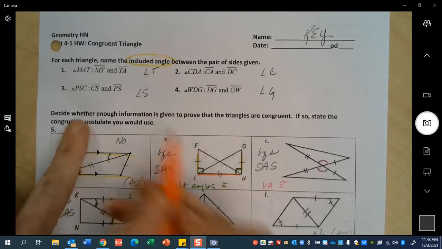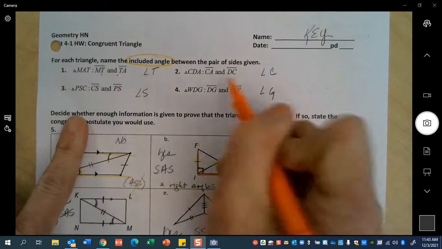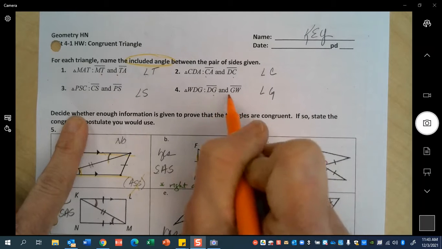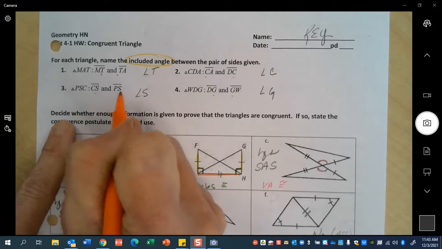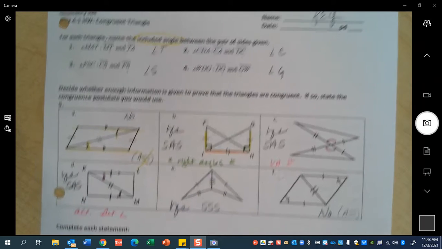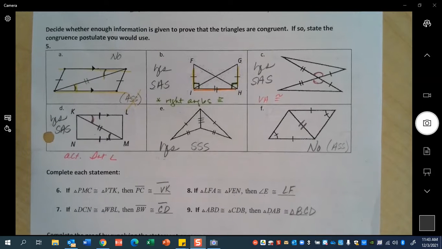The letter is on both. Yeah. There's my T's, and here's my C's, and here's my G's, and here's my S's. It's the vertex that's shared by the two sides of the triangle. Okay? All right, so check out my postulates.